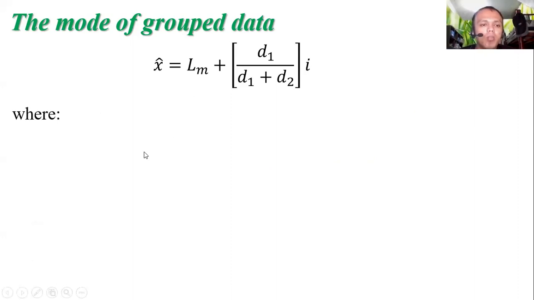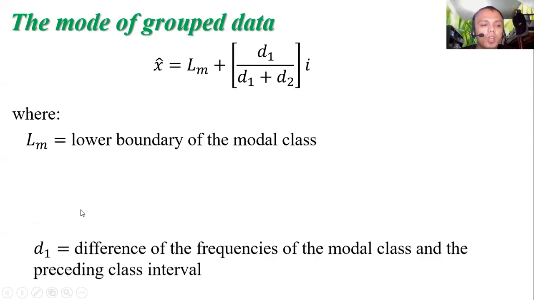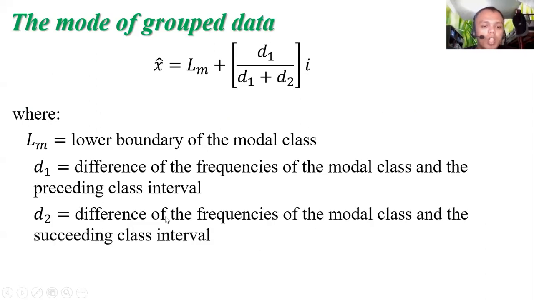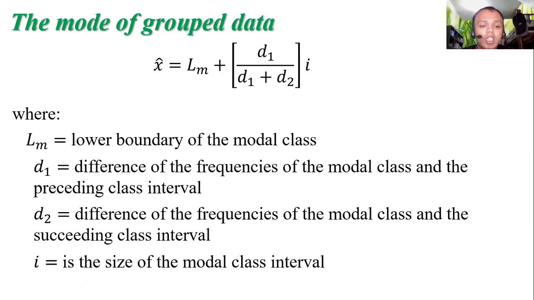Okay, your L sub m here is the lower boundary of the modal class, plus your D sub 1 is the difference of the frequencies of the modal class and the preceding class interval. And your D sub 2 here is the difference of the frequencies of the modal class and the succeeding class interval. While i is the size of the modal class interval. Okay?